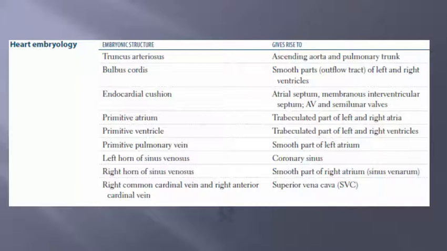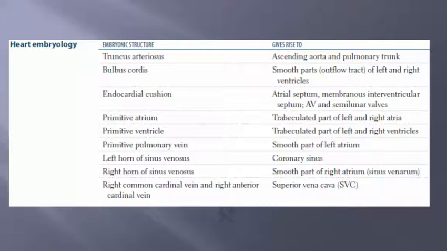The bulbus cordis, these are the smooth parts. This is where the outflow tract occurs on both the left and the right ventricles. Remember, the left and right are based on the patient. So if you were looking at the patient, the left would be on the right side of you, the left of the patient.